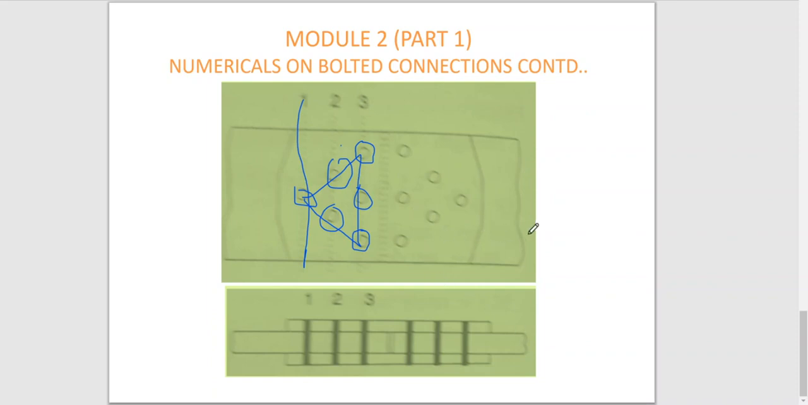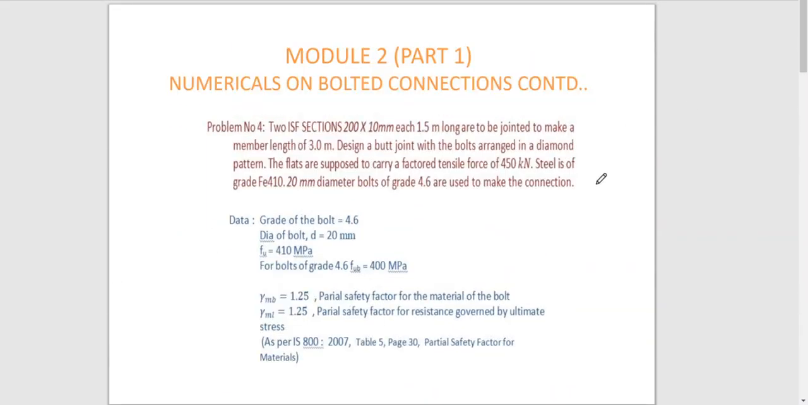You solve this problem by hand and detail it by hand, showing the edge distance and pitch distance, whatever you have calculated. So this completes problem number 2, that is, problem number 4 overall. These two problems are one a lap joint and another a butt joint. In the next session, I am going to take the design of high strength friction grip bolts.